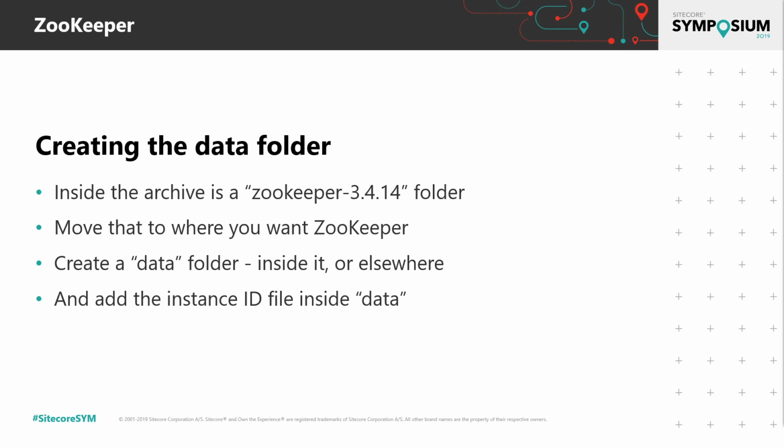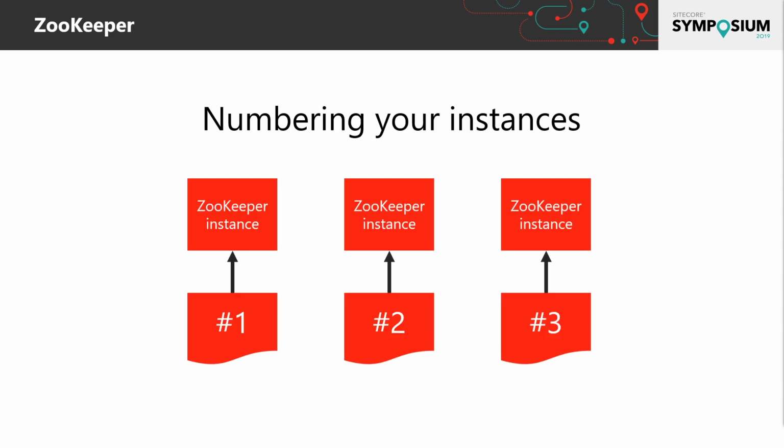Once you've extracted it somewhere sensible, you need to create a new folder for data. It can go in the Zookeeper folder or elsewhere if you prefer. In there, you need to create an instance file. What's that? Well, in your head, you're probably numbering your servers, so you know which one is which. Our Zookeepers need to be able to identify each other as they exchange data, so this file is how we pass that number from your head to the code.